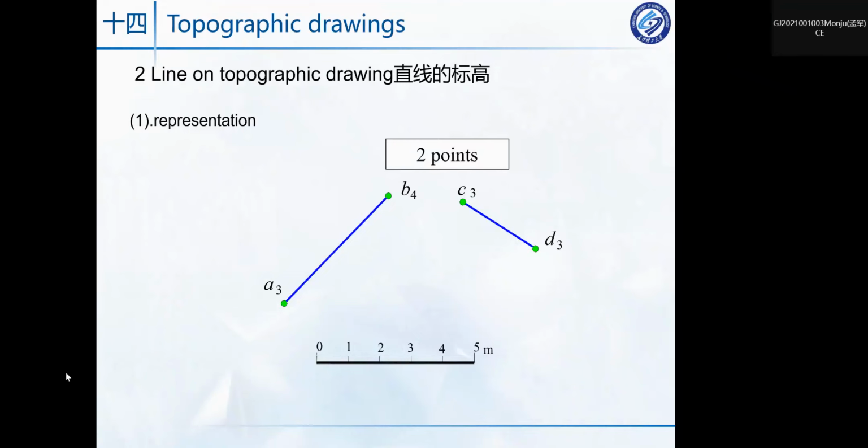Okay, and how about the relationship? I mean, is it vertical, horizontal, or oblique? This is horizontal. Yes, very nice. It's a horizontal line with the sea level, because the start point and the end point have the same elevation.